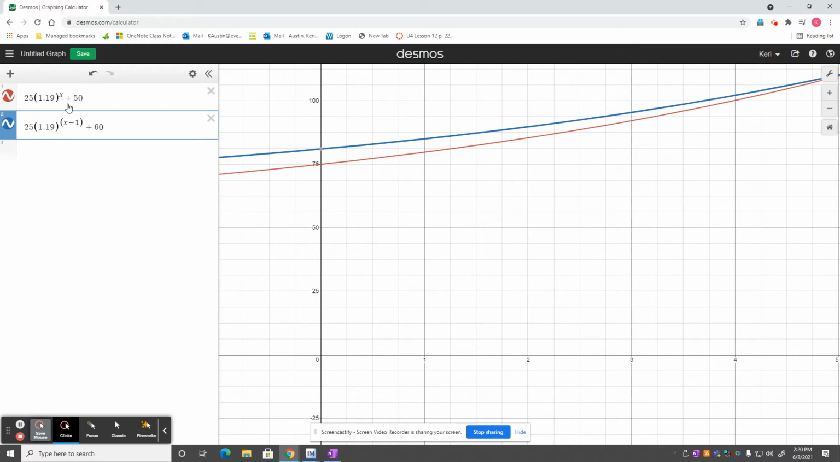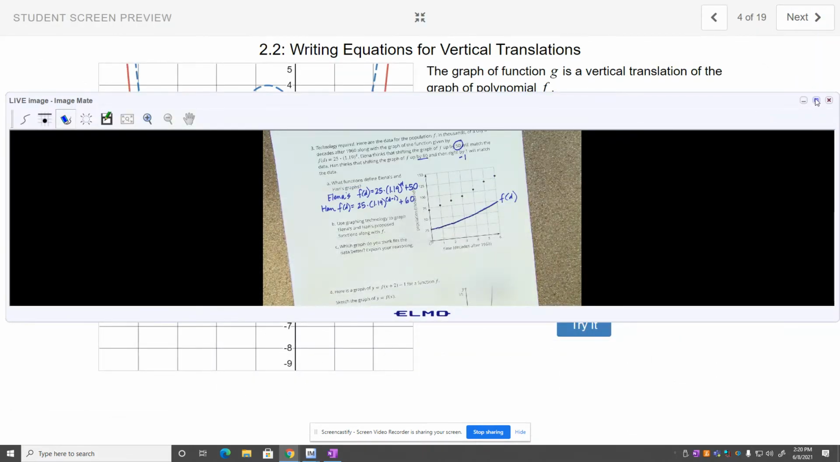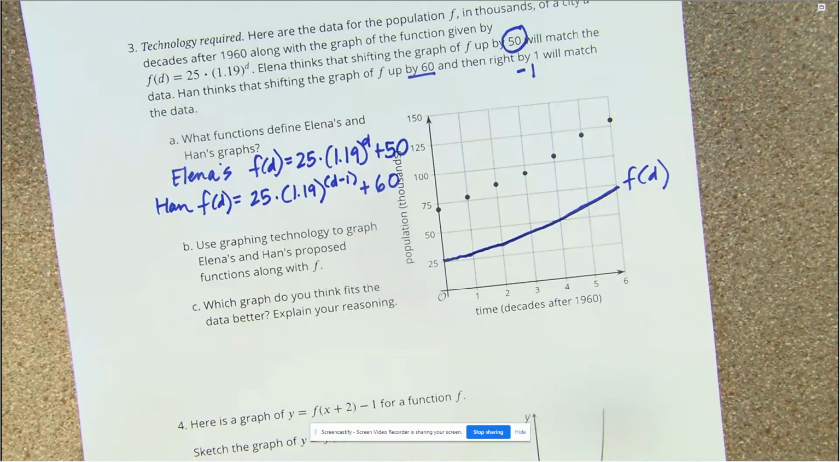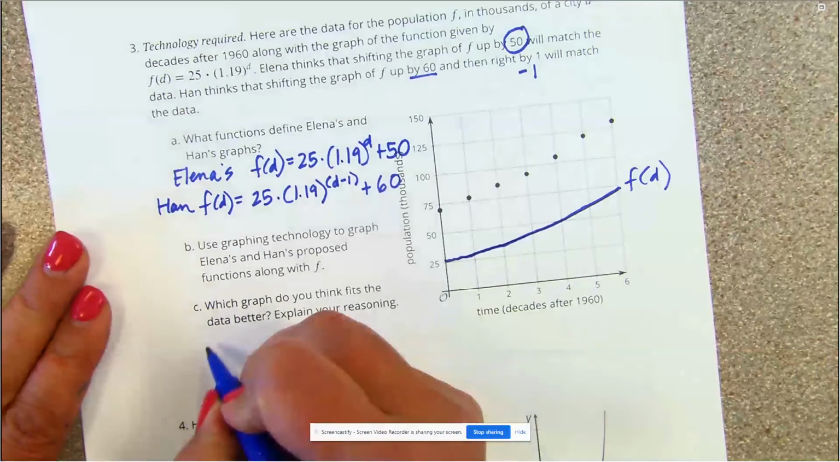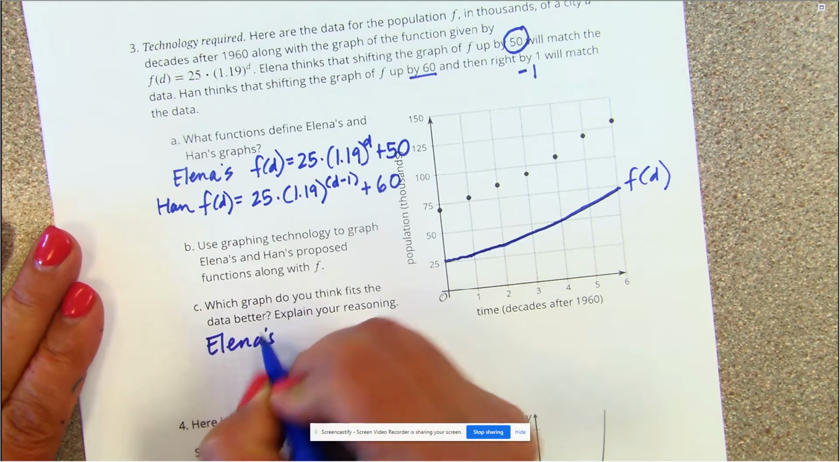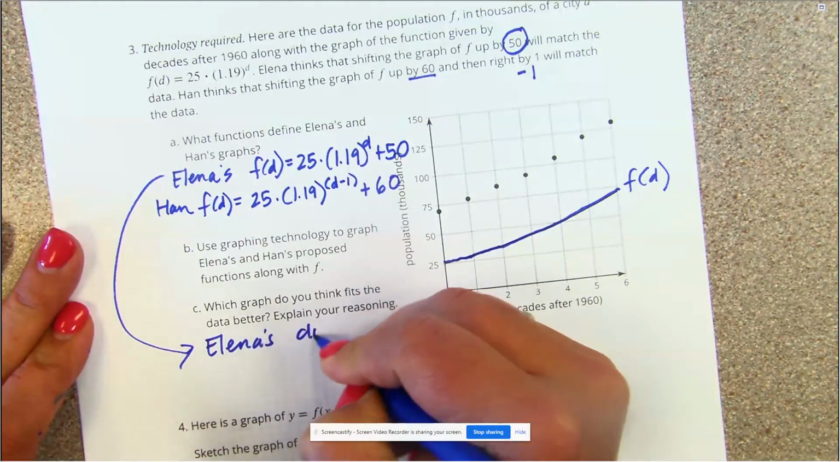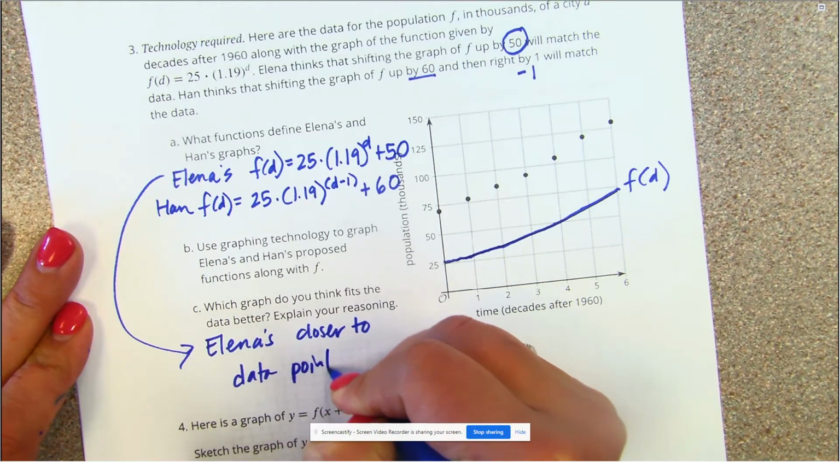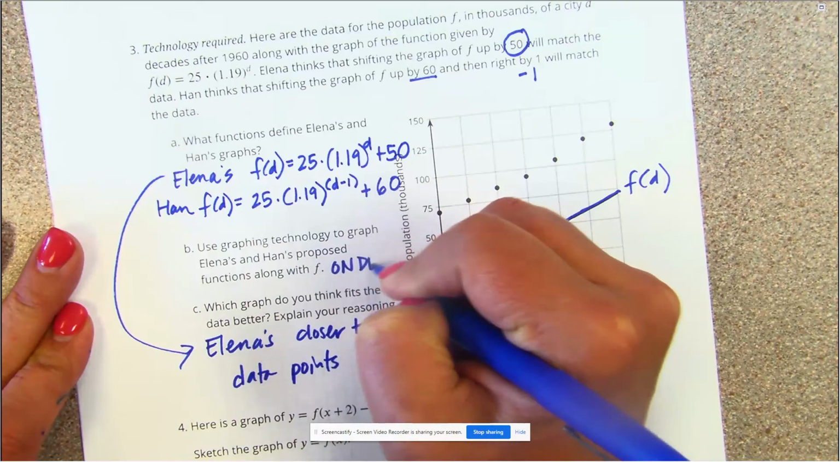Yeah, I think in general, the red graph is closer to the data. Now it's a little bit difficult because we have to look in the book and look at the points. But in general, Elena's graph is a better fit. So let me go back to this. Which graph do you think fits the data better? Elena's is closer to the data points. I'm just going to say here we did this on Desmos.